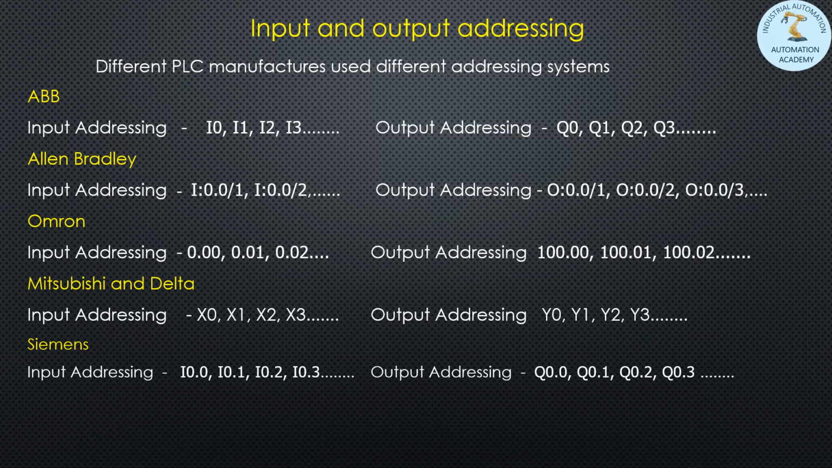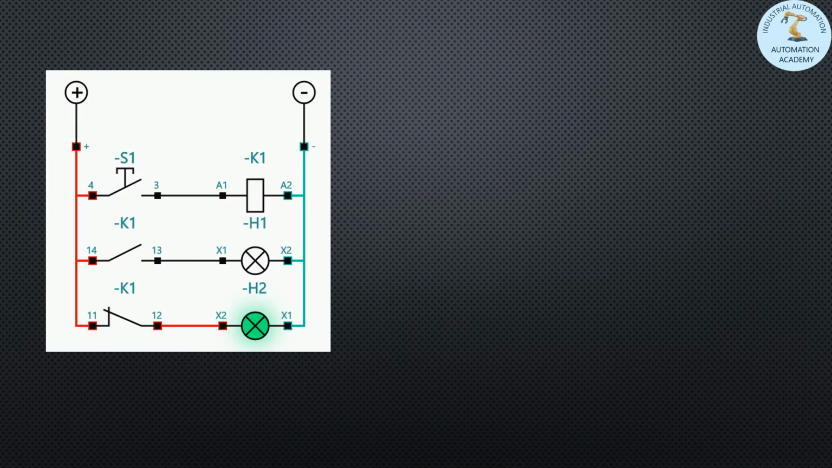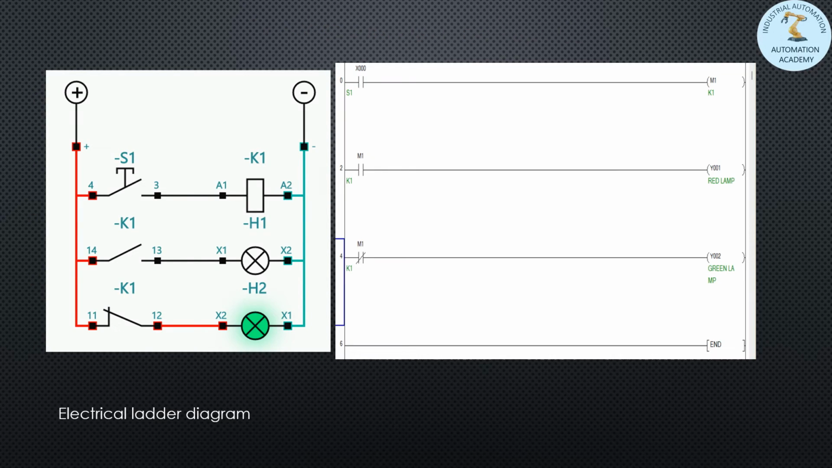On the left side, you can see an electrical schematic diagram, and, on the right side, you can see the equivalent PLC ladder diagram, written for a Mitsubishi PLC. Now we will see the operation of this electrical circuit.